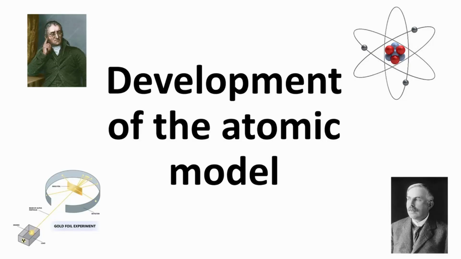In this video we'll be talking about the development of the atomic model. The atomic model is our understanding of what the atom actually looks like. There are a number of different scientists from around the world that have contributed to our understanding of the atom. For GCSE chemistry you only need to know about 4 key scientists.